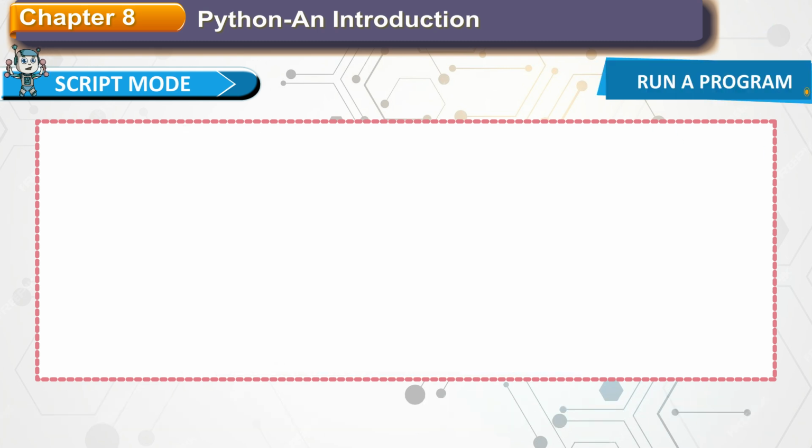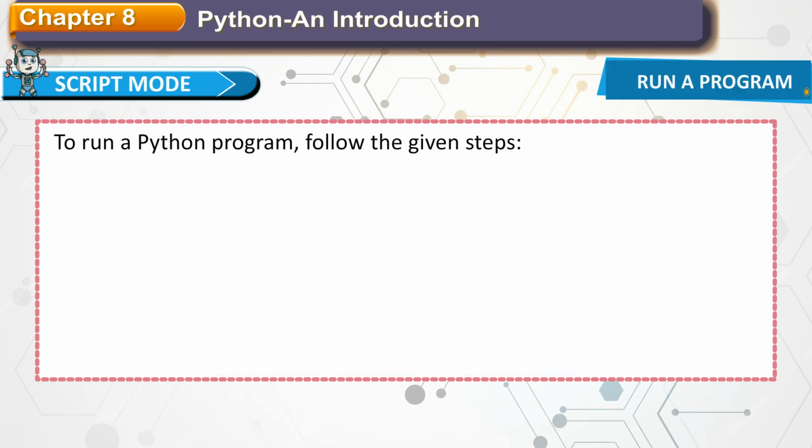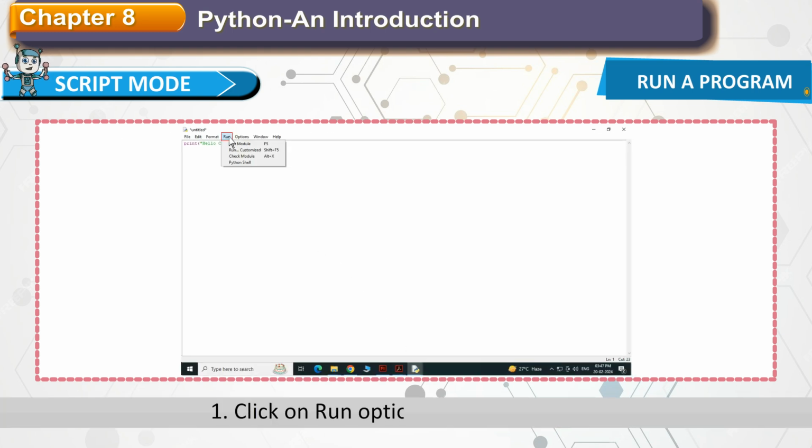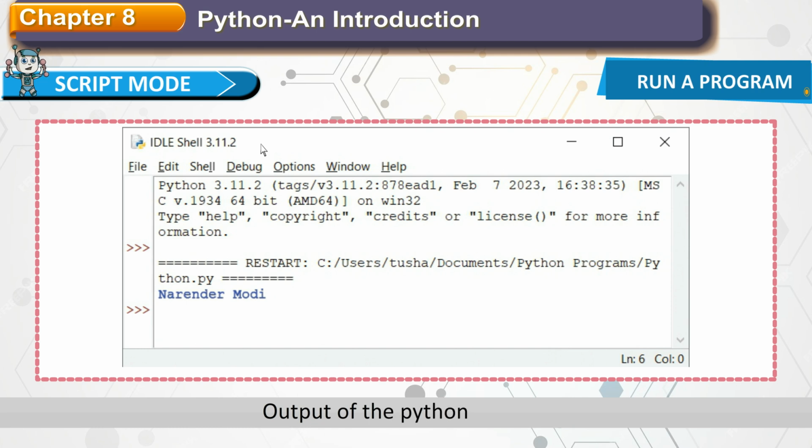Run a program. To run a Python program, follow the given steps. 1. Click on the Run option from the menu bar. 2. Click on the Run Module option. Output of the Python program.